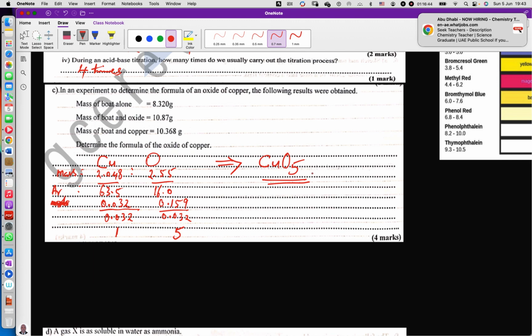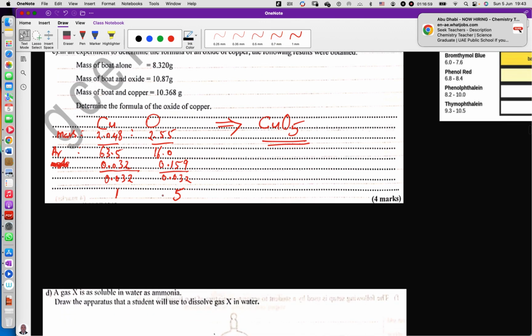But unfortunately, copper does not exist as copper 5, but this is the formula I have determined from here. Okay.